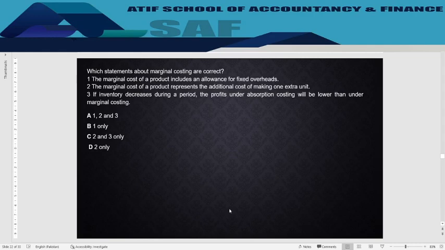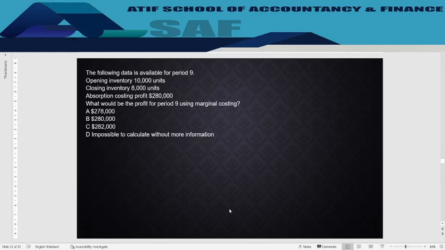Next MCQ, the following data is available for period 9. Opening inventory is 10,000 while closing inventory is 8,000. As opening inventory is greater than closing inventory, it is the case of decrease in inventory level. Absorption costing profit is 2,80,000. What would be the profit for period 9 using marginal costing? Remember, change in profit is calculated by multiplying change in inventory level by fixed overhead rate.